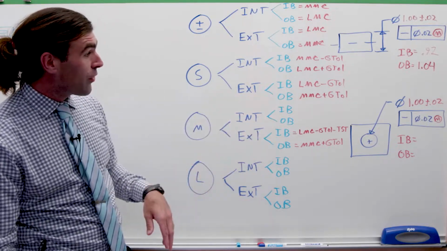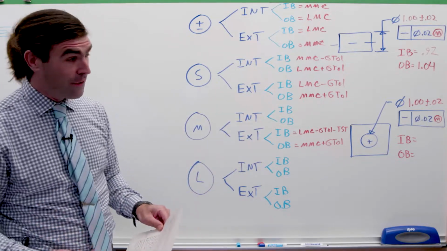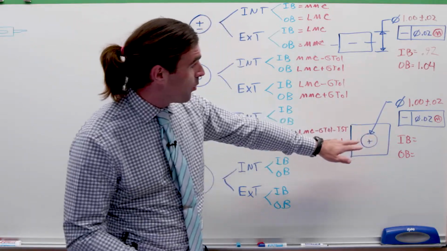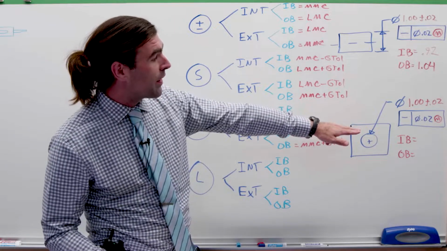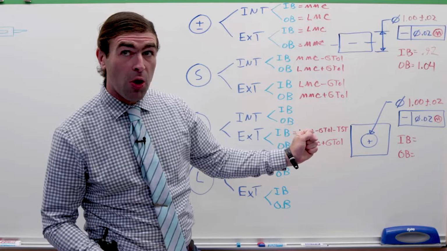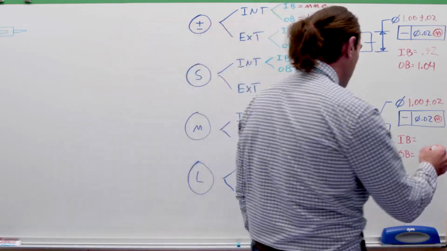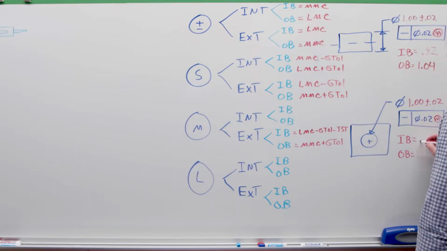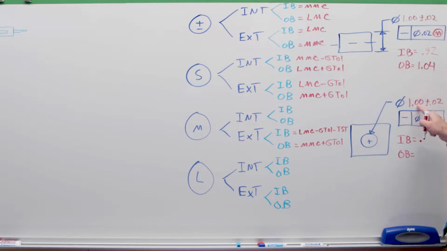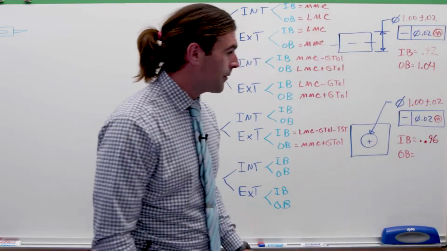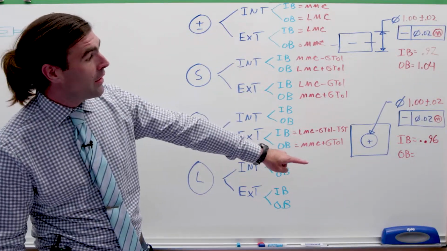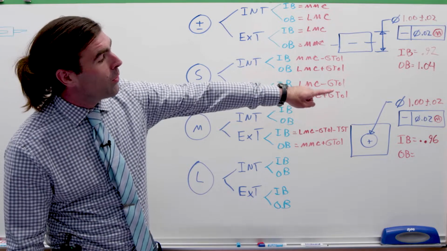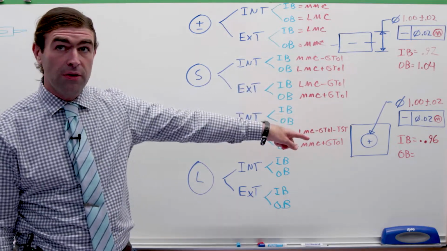So let's go to the internal feature here. Again, it's going to flip. So this hole is 20 thousandths at MMC, so the smallest hole. So our inner boundary is going to be 0.98 minus 20 thousandths, 0.96. And our outer boundary is going to be 1.02 plus 20 thousandths plus 40 thousandths.